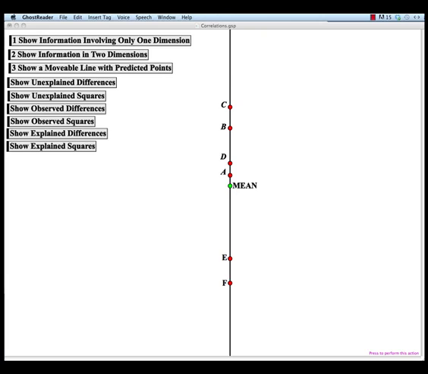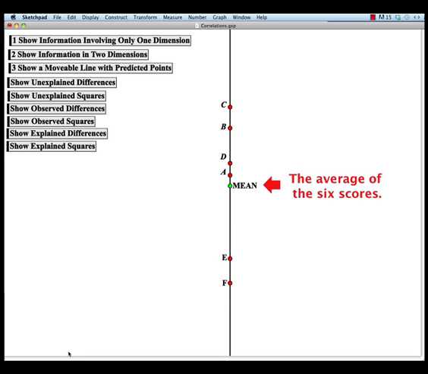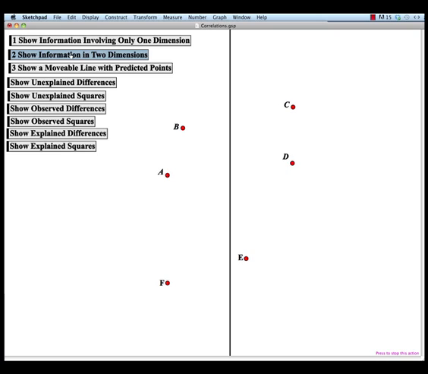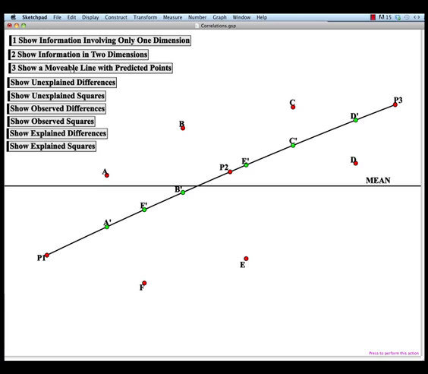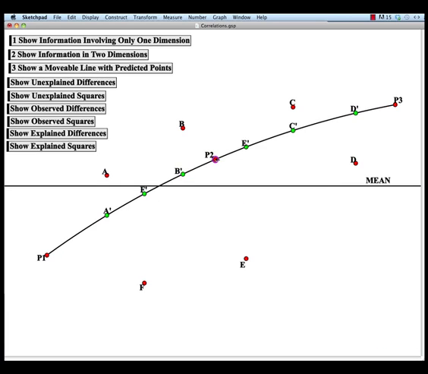This animation shows a situation where 6 scores of some type are given. If all you know is the value of the 6 scores, and if you were asked to guess the value of a new score, your best guess might be the average of the scores that are shown. But, if you were given more information, then you might try to find a line of best fit, which could be used to make predictions.